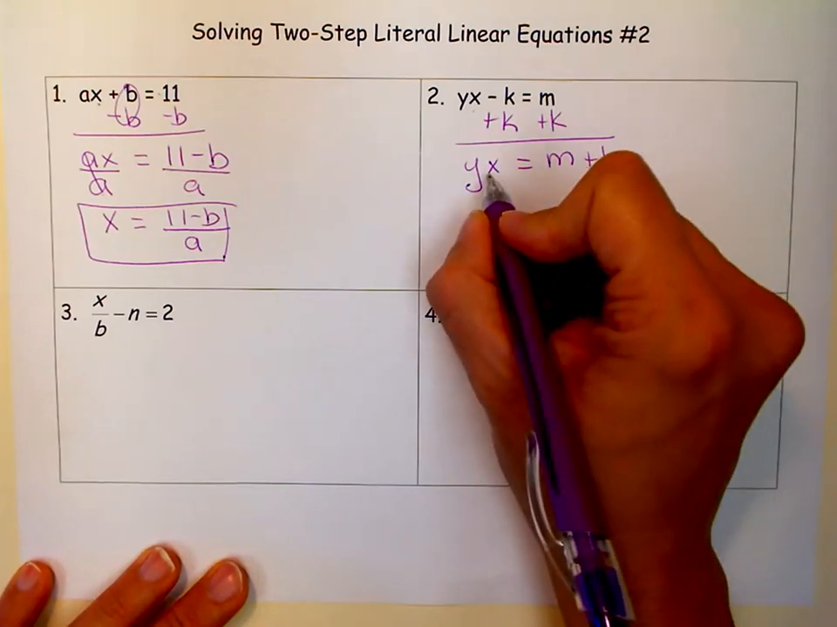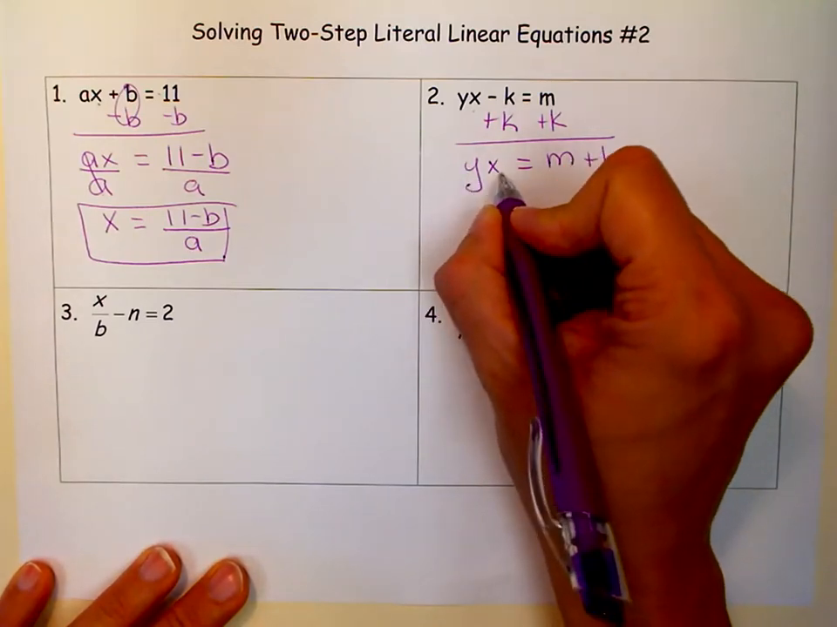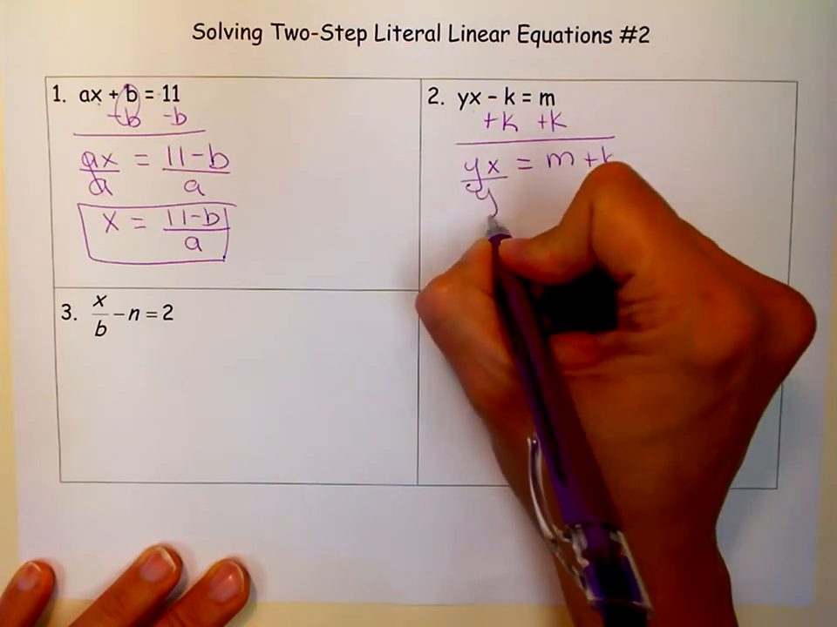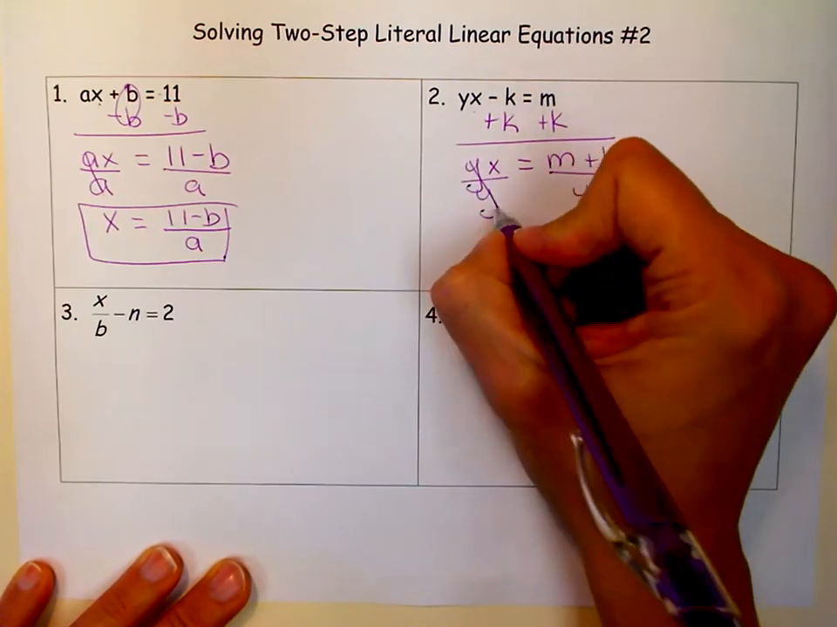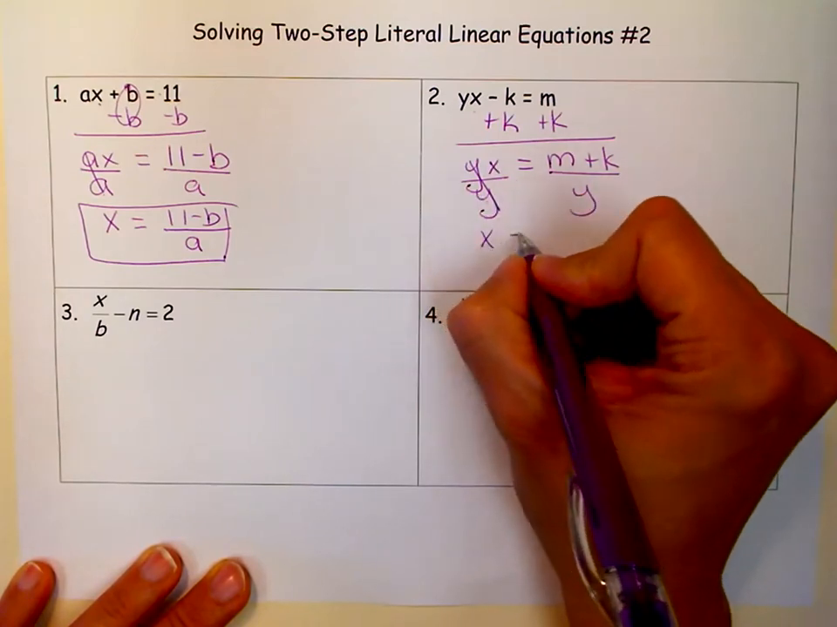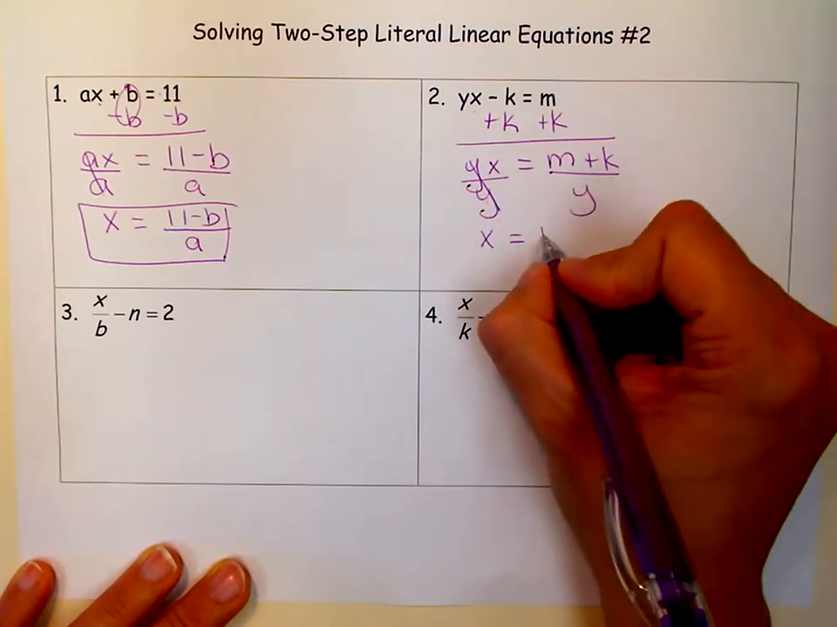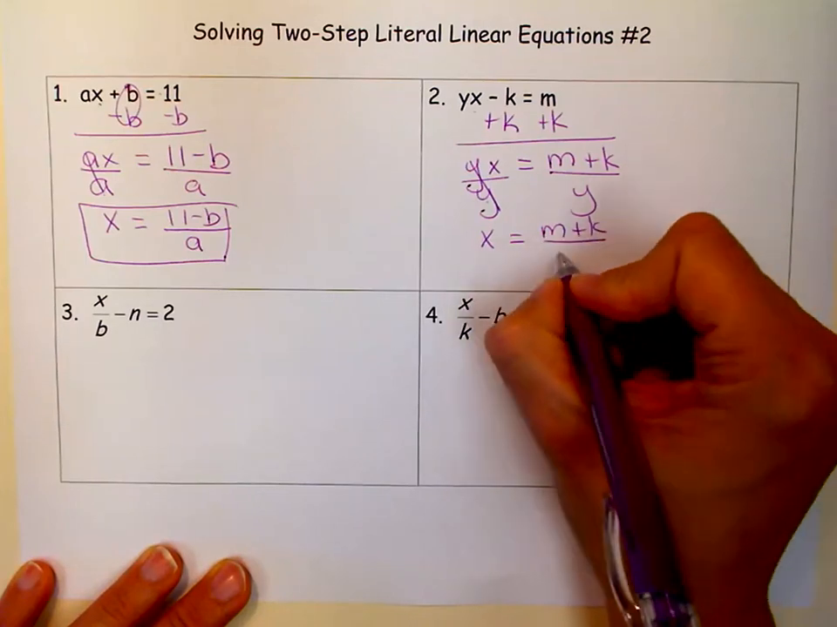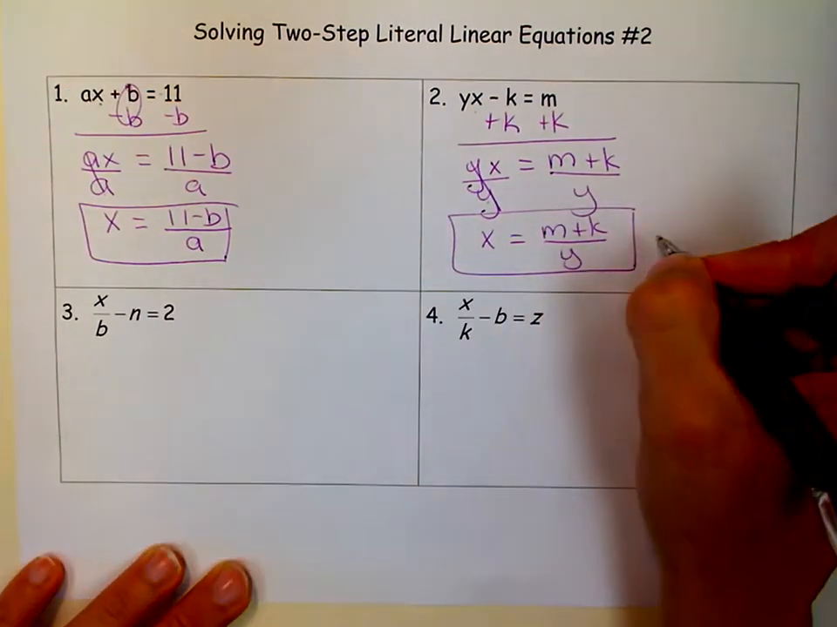I still need to get rid of the y. It's being multiplied by my x. The only way to get rid of it is to divide. So I divide both sides by y. y divided by y equals 1. 1 times x is x. m plus k, can't do anything. Divided by y, still can't do anything. So that is my answer.